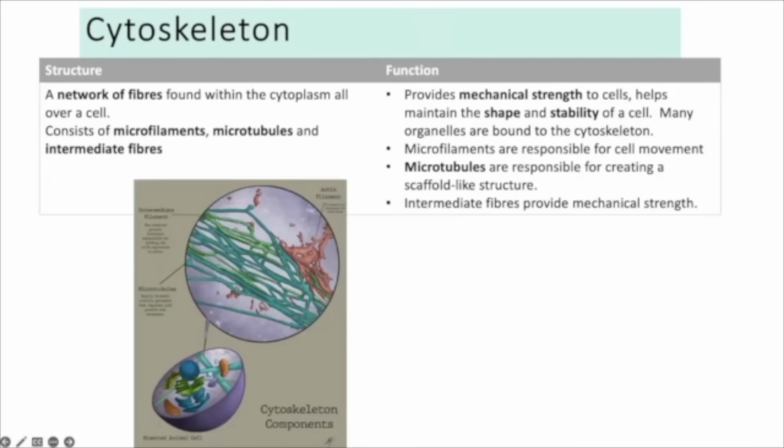The cytoskeleton is a network of fibres found within the cytoplasm all over a cell. And it consists of microfilaments, microtubules, and some intermediate fibres as well. Now, the function of this is it provides mechanical strength to cells, it helps to maintain the shape and stability of a cell, and many organelles are actually bound to that cytoskeleton to hold them in a fixed place. Microfilaments are responsible for cell movement, and microtubules are responsible for creating scaffold-like structures. The intermediate fibres help to provide mechanical strength.